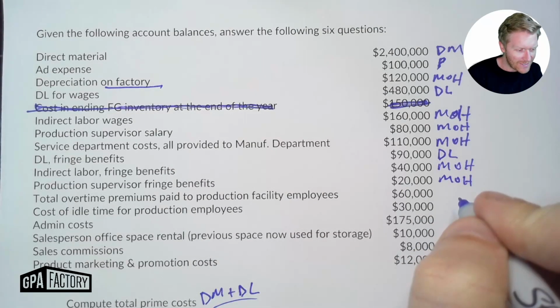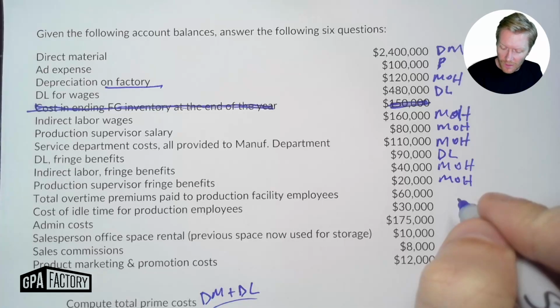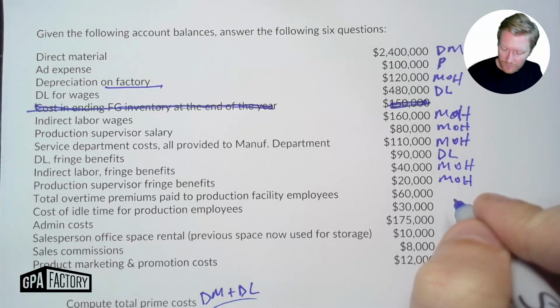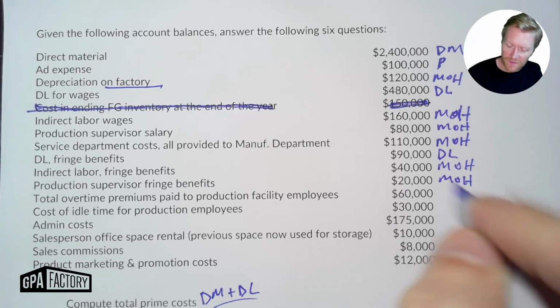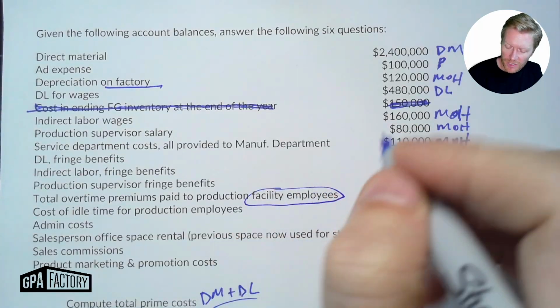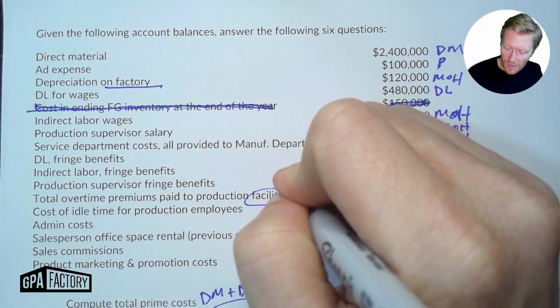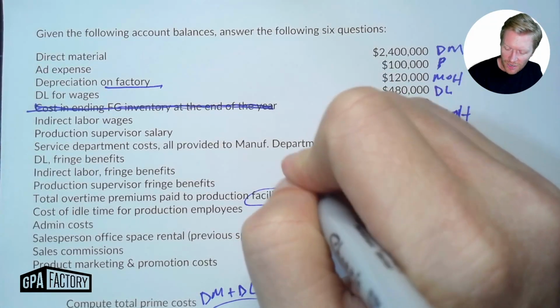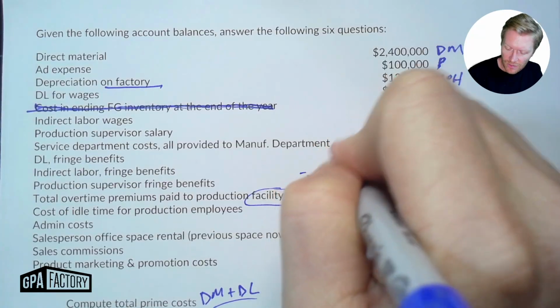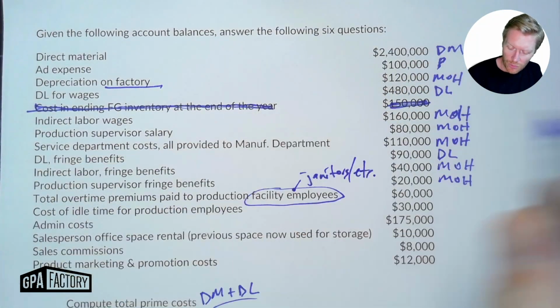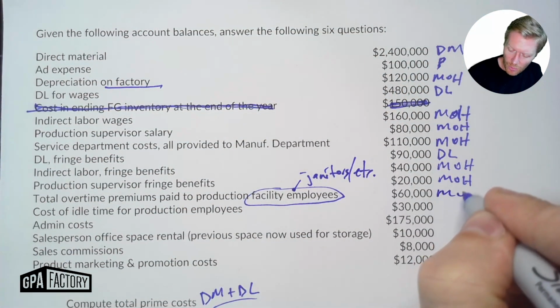The production facility employees, overtime, production facility, but really production facility employees. Let's just say that they are janitors and stuff, janitors, etc. But really, that total overtime is going to be considered MOH as well.